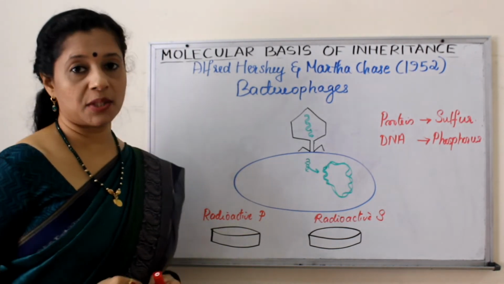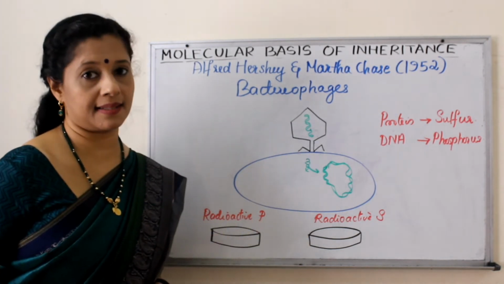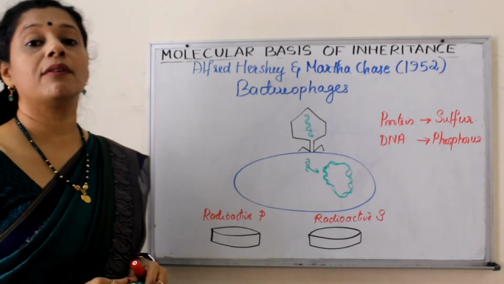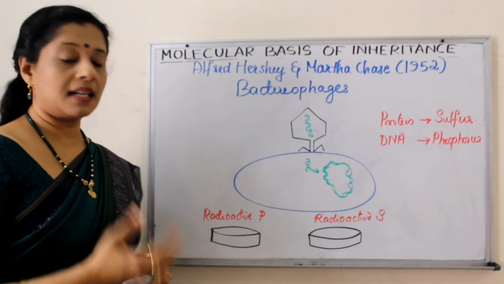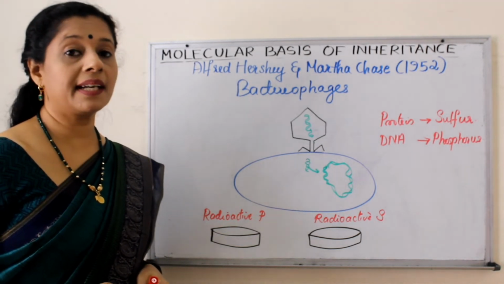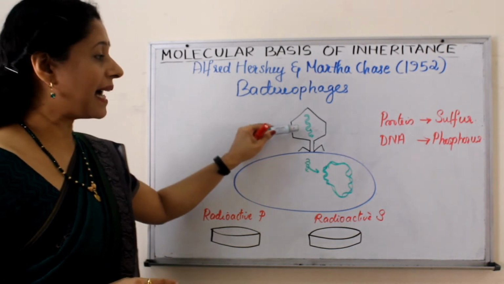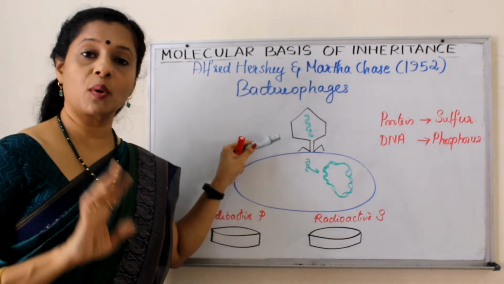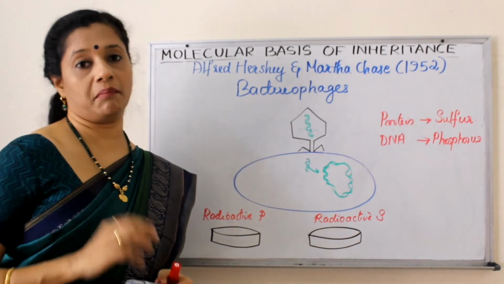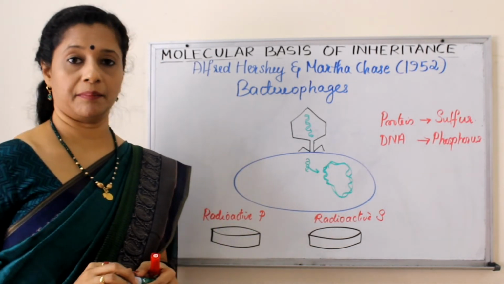So how did they do the experiment? They made two culture plates to grow the viruses. The bacteriophages were grown in radioactive phosphorus in one, and in radioactive sulfur in the other. What is the significance of phosphorus and sulfur here? As I mentioned, the bacteriophage has only two parts, a protein and a DNA. Protein contains sulfur as a component, whereas phosphorus is a component of DNA.